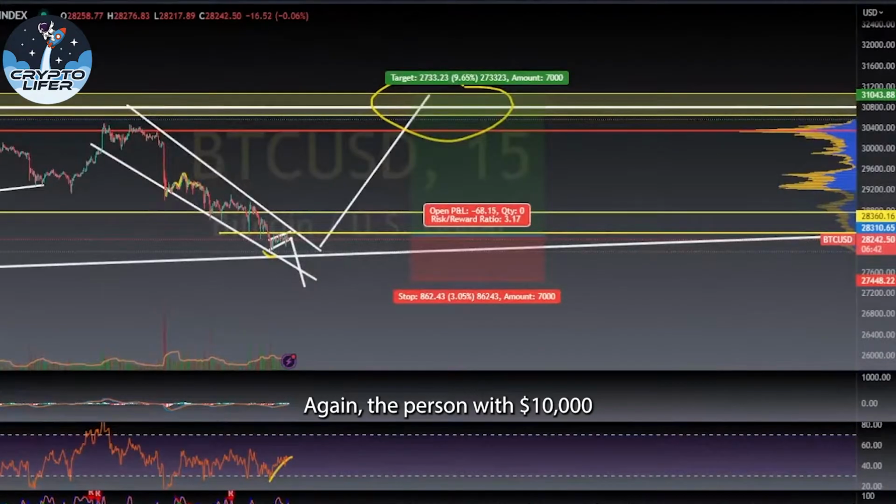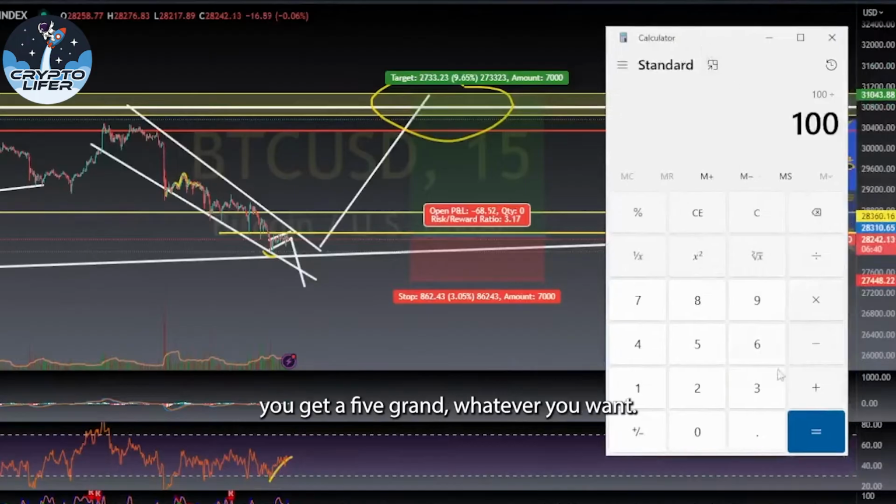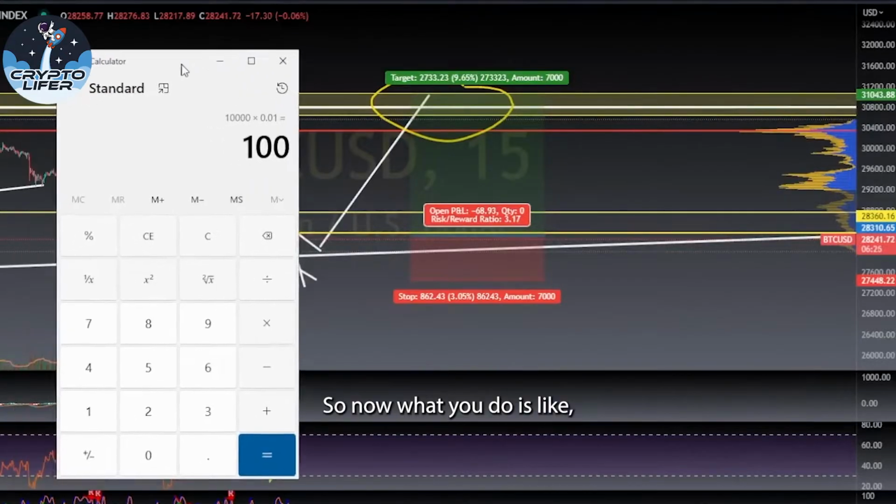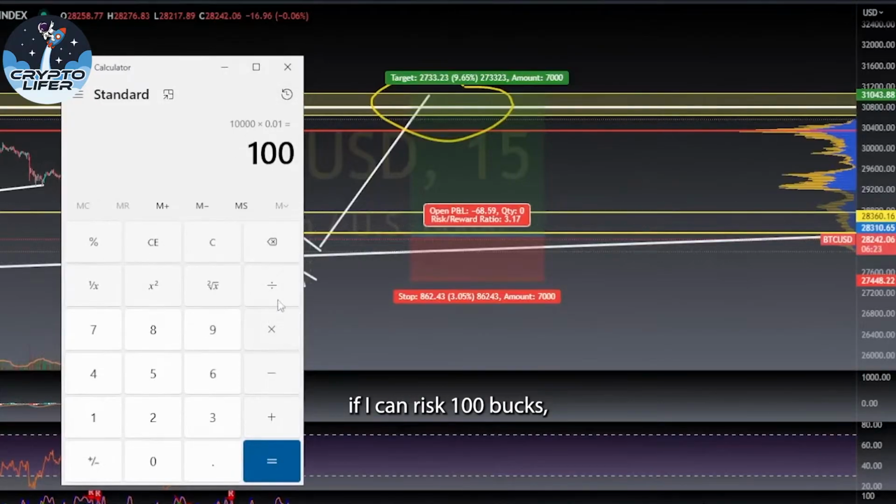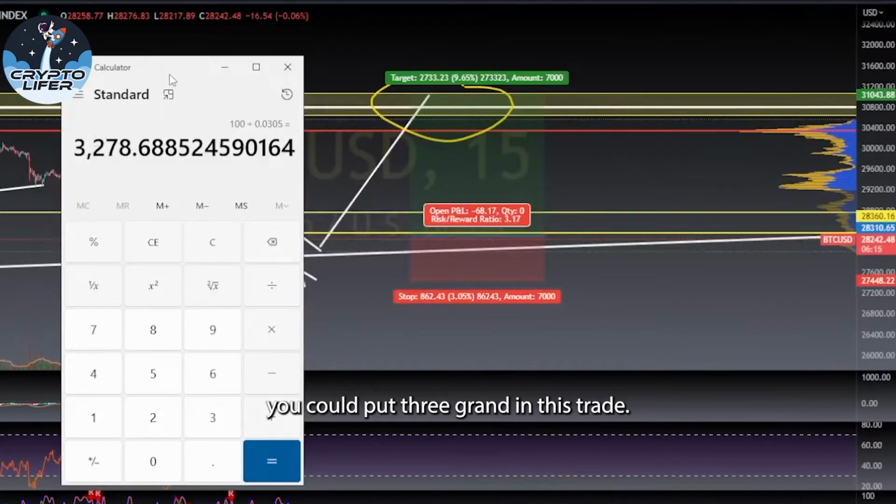Again, the person with $10,000 would say, hey, I have 10 grand, or 5 grand, whatever you want. You just take your initial number times that 0.01, because you know what 1% is, and it gives you $100. So now you can risk $100 in the trade, all right? So if I can risk $100, I'm going to divide it by the stop loss, which here is going to be 0.0305. And that tells you could put 3 grand in this trade.